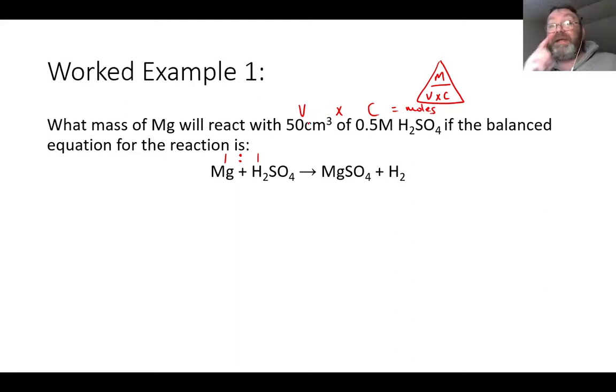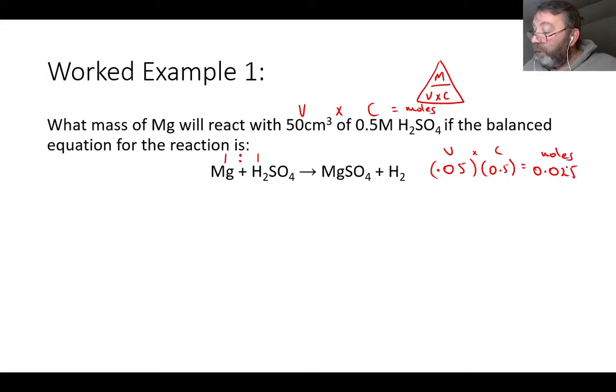The volume, please, in litres, so divide it by 1,000 if it's in centimetres cubed. It's going to be 0.05 litres. That's your volume. Multiplied by our concentration, which is 0.5, will give me the number of moles. Now, I'm not taking any chances. 0.05 by 0.5 comes out as 0.025. So now I know that I have 0.025 moles of H2SO4.